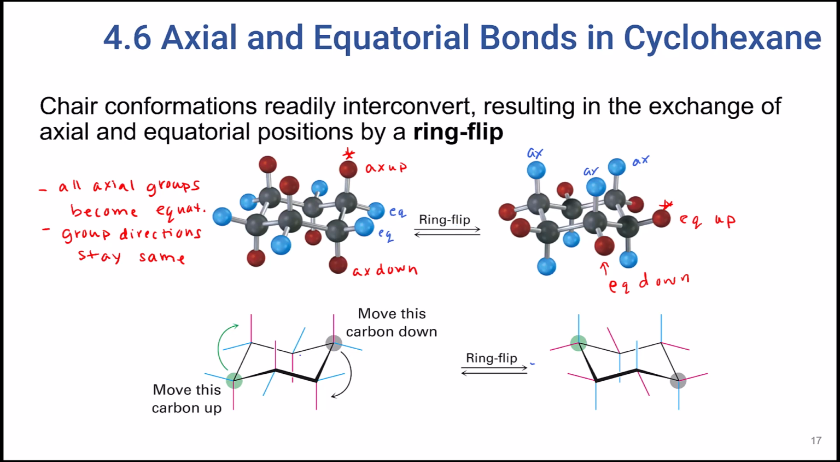When we're doing the ring flip, you can think of this dotted line that we're drawing here. The gray carbon that's circled gets flipped down, and then we flip the green carbon up. And that gives us the ring flip. And again, all of our axial substituents become equatorial, and all the equatorials become axial.